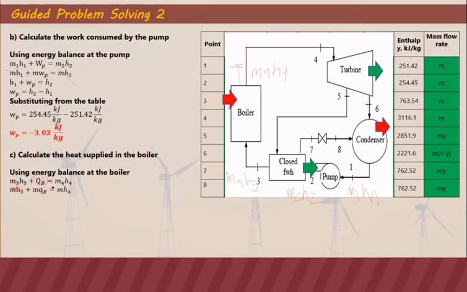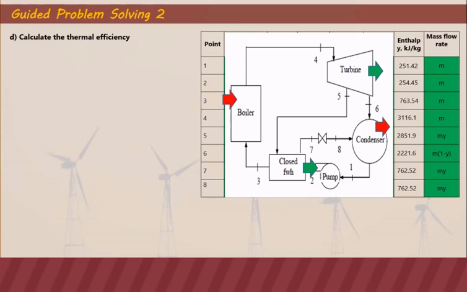Substituting the masses from the table and canceling them out since they are the same, our Q of the boiler, or heat input or supplied in the boiler, is just H4 minus H3. Substituting the values of enthalpies from the table, our heat supplied in the boiler is equal to 2,353 kilojoules per kilogram. This is the amount of energy we derive from the fuel for the boiler.